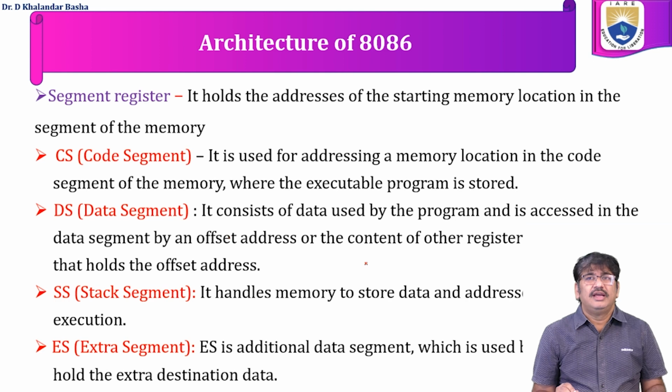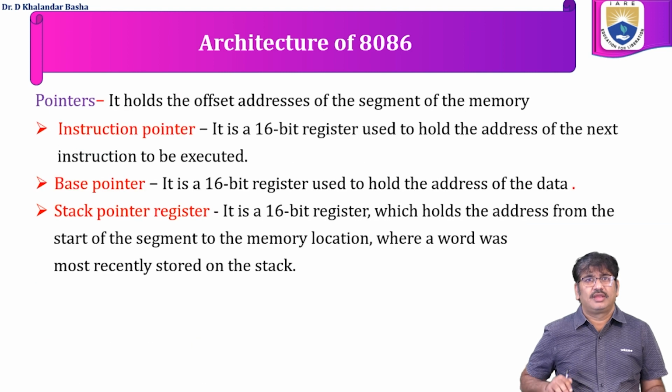DS, data segment, consists of data used by the program and is accessed in the data memory segment by an offset address or the content of another register that holds the offset address. Stack segment holds memory to store data and addresses during execution. Extra segment, ES, is an additional data segment which is used by string instructions to hold the extra destination data.